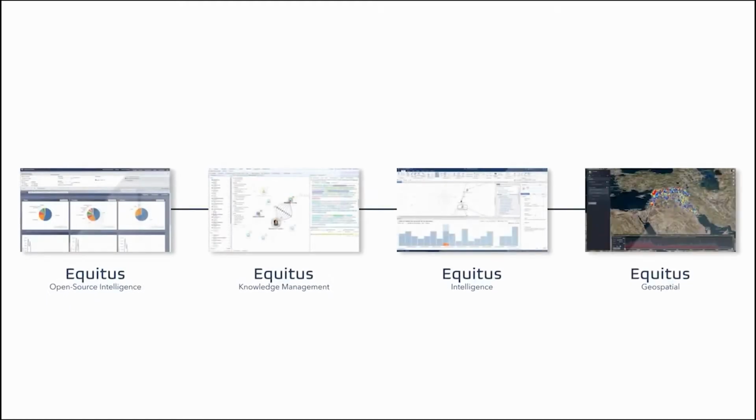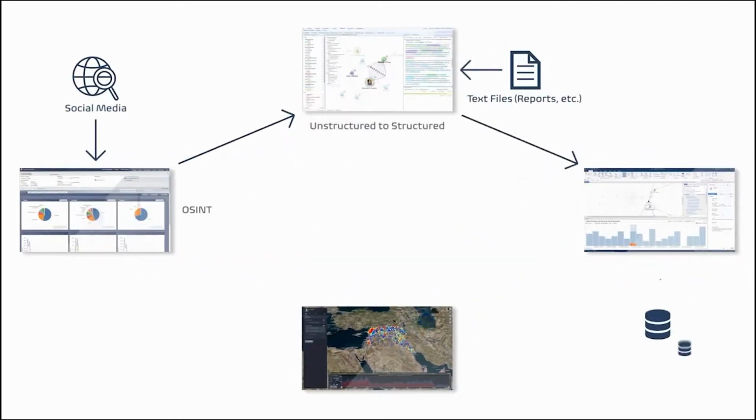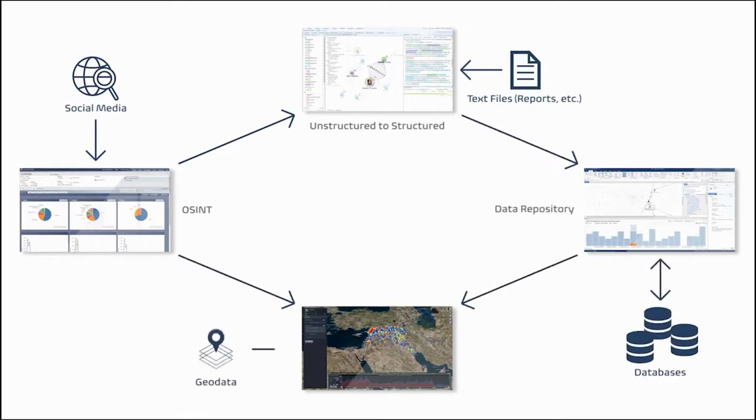To do this, we use multiple interconnecting capabilities from the Equitus ecosystem: Equitus Open Source Intelligence, Equitus Knowledge Management, Equitus Intelligence, and Equitus Geospatial. Using Equitus, we are able to seamlessly collect, connect, and converge different sources and types of data, and then conduct varying depths of analysis to generate new insights for our problem set.